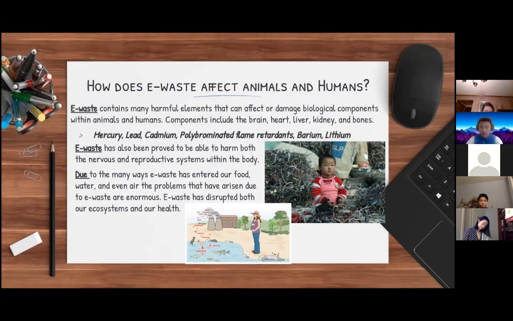Some of the primary chemicals contained within e-waste which can damage these primary organs and systems are mercury, lead, calcium, polybrominated flame retardants, barium, and lithium. There are also many more chemicals contained within e-waste, and these chemicals can prove to be highly dangerous to you and your body.